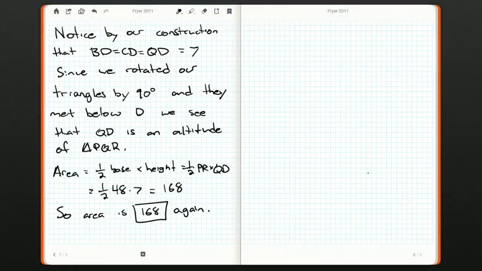So we see a 17 there. That could immediately tell us that we're looking at a 17, 15, 8 right angle triangle. That's another common triangle that you might want to get used to if you're trying to do these contests in real life.